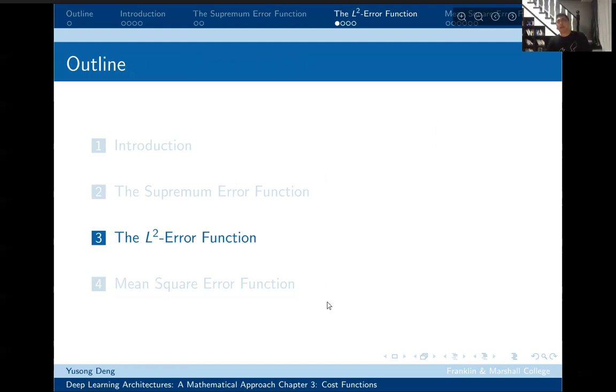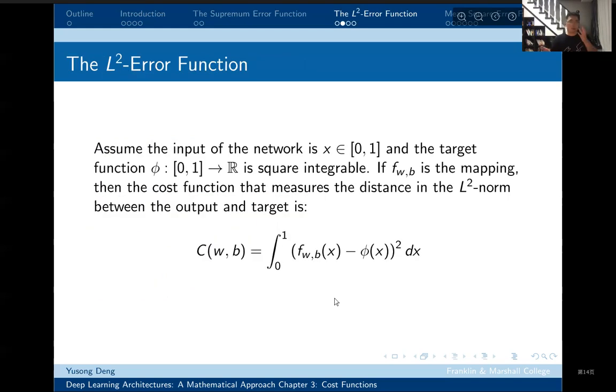About the L2 space, we have talked a little bit before, and in this chapter we are still using the most basic things about L2. So I decided not to go too deep into what the L2 space is. Let's look at the error function. Assume the input of the neural network is x between 0 and 1, and the target function is still phi from 0 to 1 to the real numbers. It's square integrable. See the difference? It's square integrable. And if f is the mapping, as we said many times before, then the cost function measures distance in L2 norm.